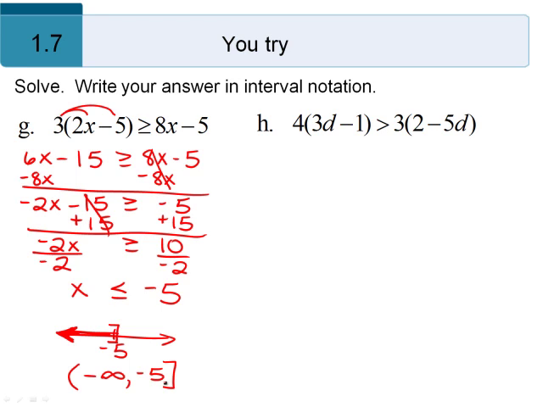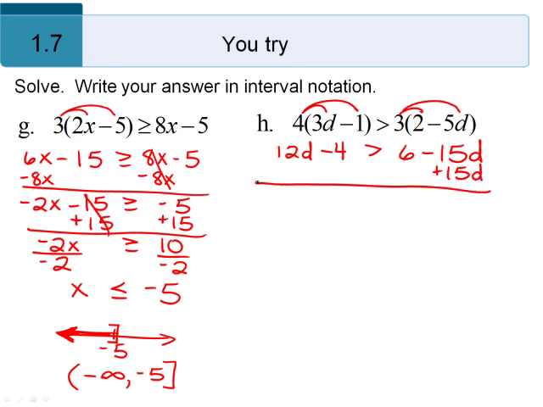All right, letter H. We have to distribute on both sides of the inequality sign. So you're going to start and distribute the 4, which would give you 12d minus 1. Oops, minus 4. Oh my gosh, that would have been bad. All right, is greater than 6 minus 15d. I'm just glad I caught that now and not later. That would be bad. Okay, move the variables to the left. So add 15d to both sides.